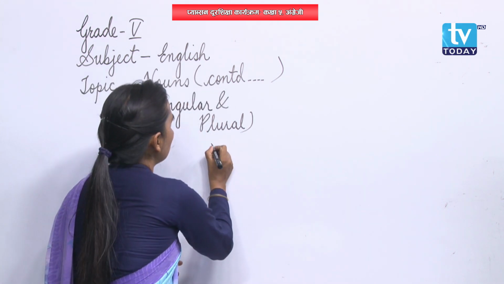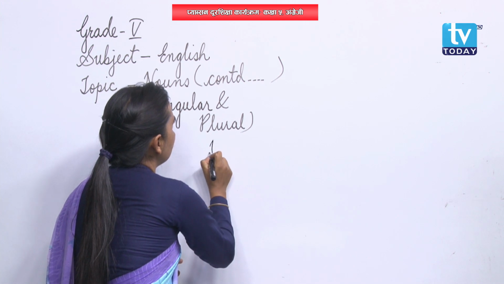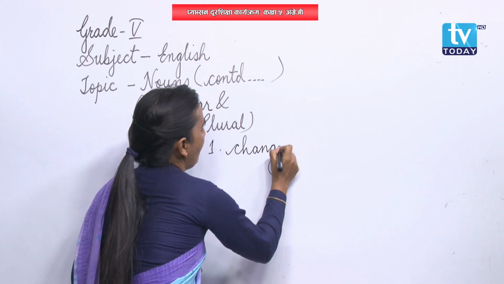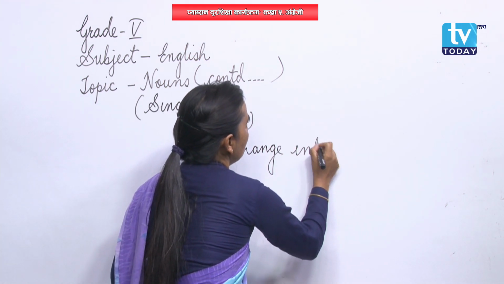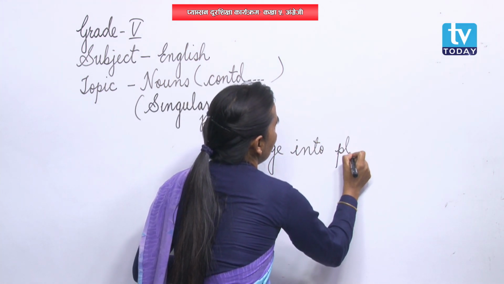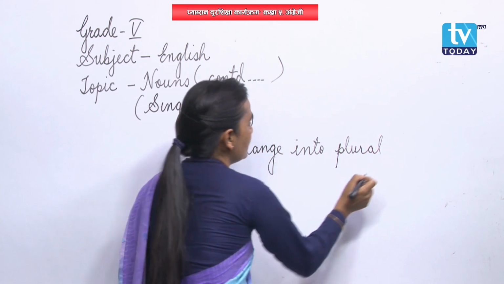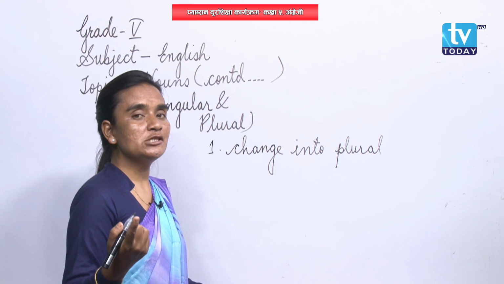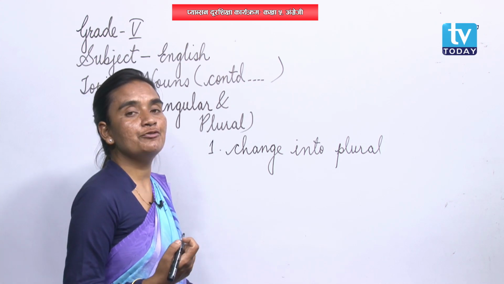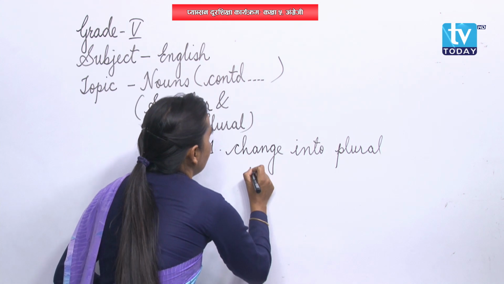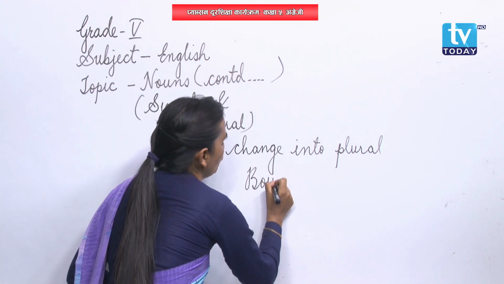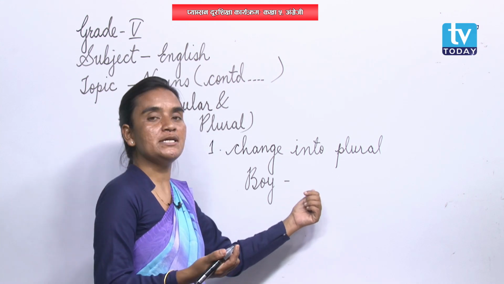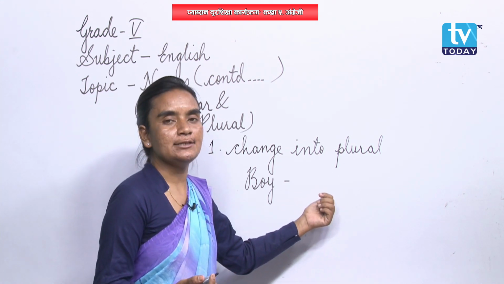The first instruction I want to write here is: change into plural. So here children, according to the different rules, you can find out the correct forms of plural. The first word is boy. How can we change it into plural? You can find out. Please write down as your assignment.